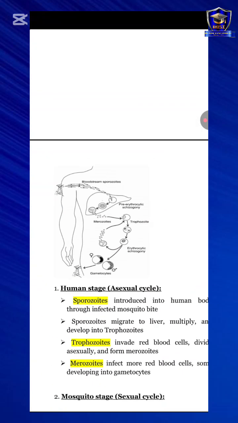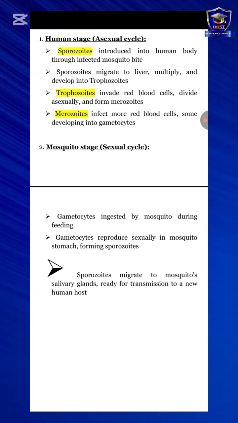But before we do that, let's quickly look at the written part of it. All right, so let's look at the human stage, because there has to be a human stage and a mosquito stage. The human stage often comes first. This is the asexual cycle.